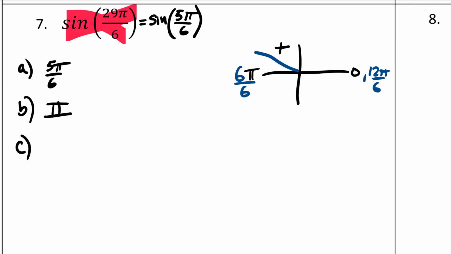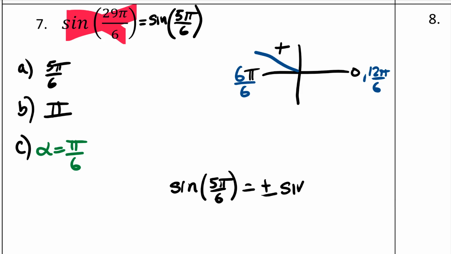Now, what's our reference angle? We look at 5 pi over 6. We're like, just take the 5 off and we get pi over 6. I'll write it down at the bottom. So for part D, we say sine of 5 pi over 6 is equal to either positive or negative sine of its reference angle.